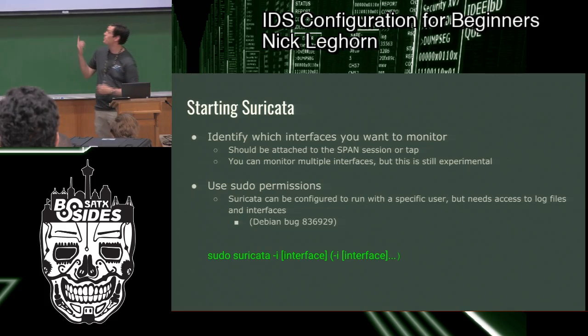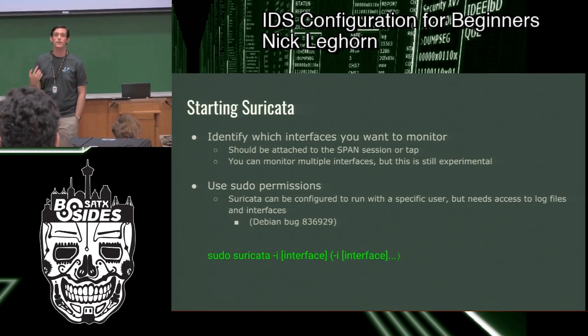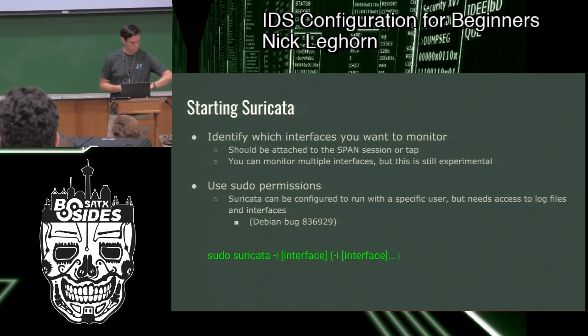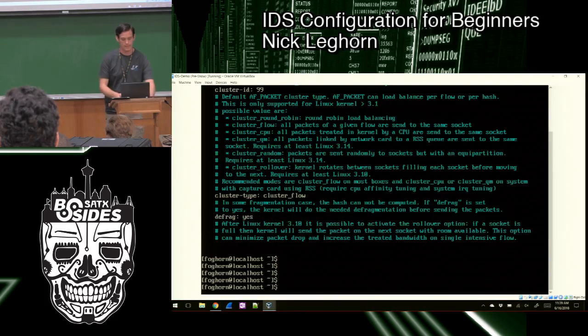So all you do is you turn it on with sudo. You can set it to run with a specific user, but it needs admin credentials in order to write the log file, and there's a bug for that. So you start with sudo, you tell it suricata, run on this interface with the dash i, and then it'll start running. So let's go ahead and get that going.